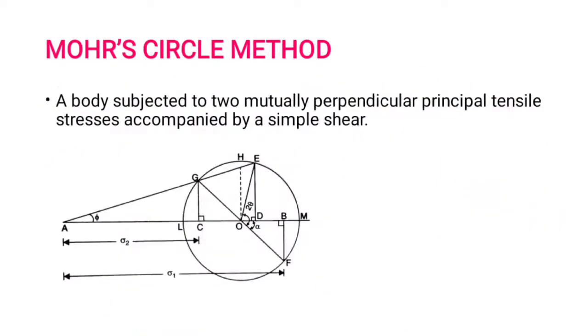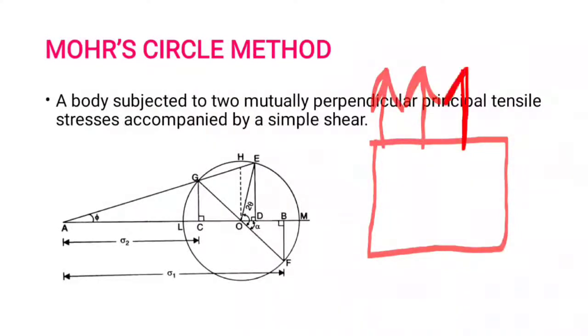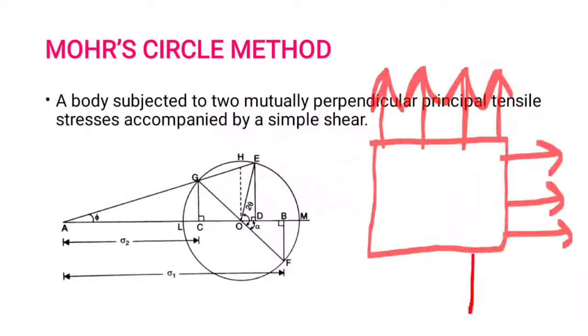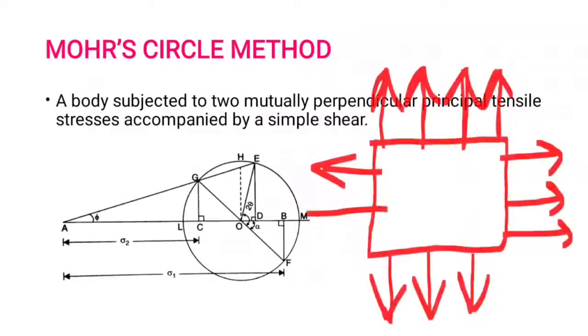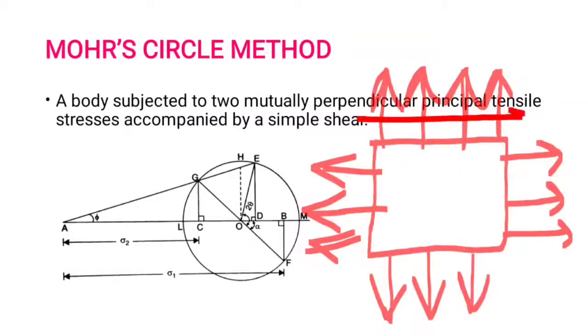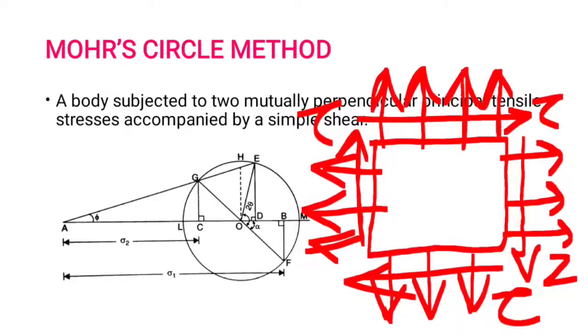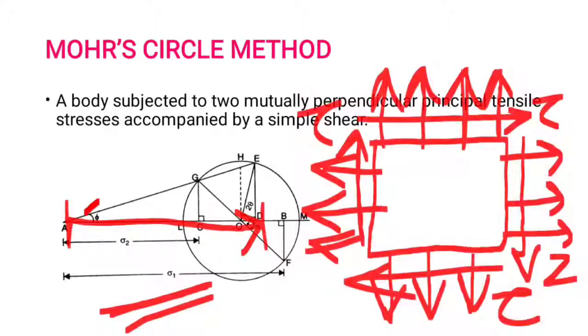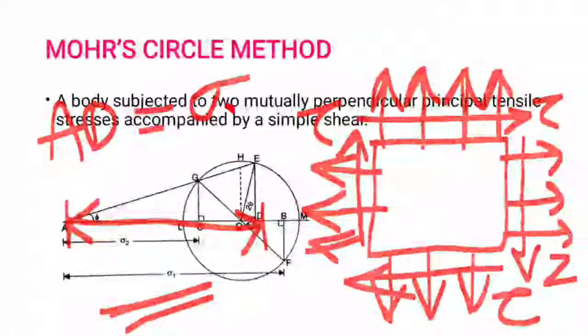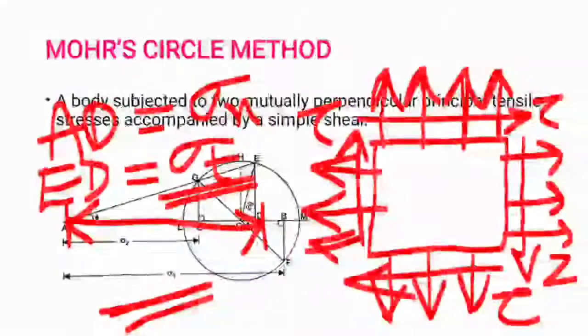The next case, we see a body subjected to two mutually perpendicular principal tensile stresses. This is a body, these are the tensile stresses, and they are accompanied by a simple shear. This is a shear. If you plot Mohr's circle for this, the Mohr's circle looks like this. The distance AD gives normal stress and ED gives tangential stress.